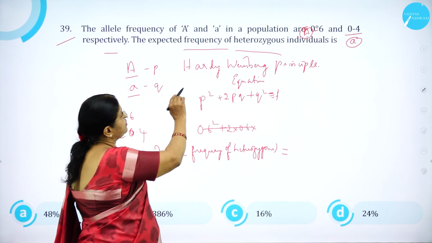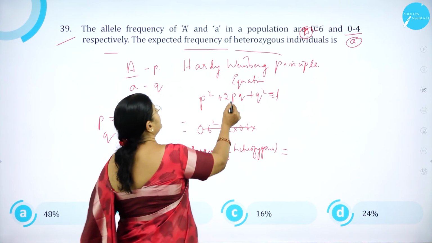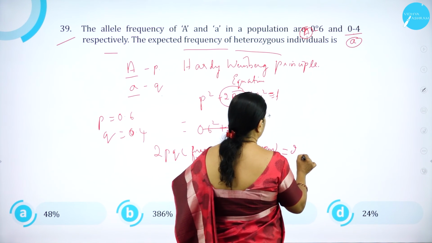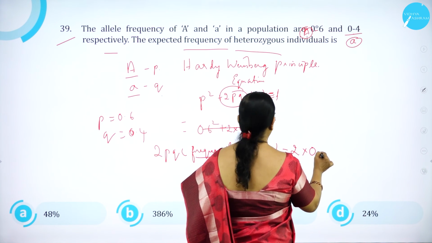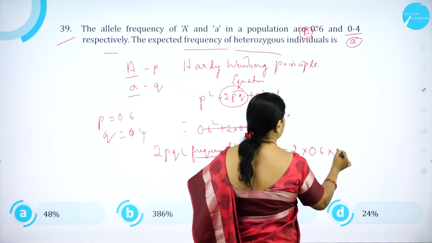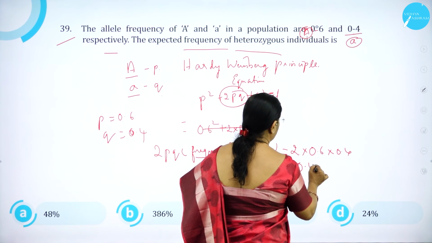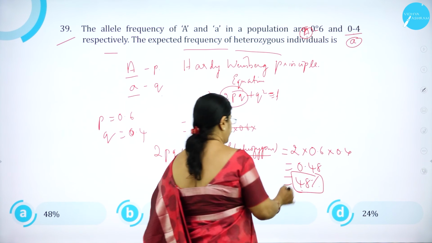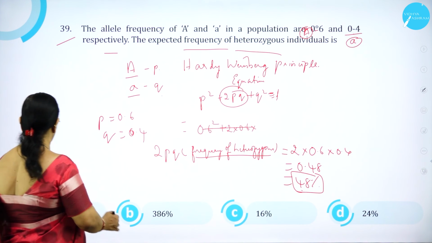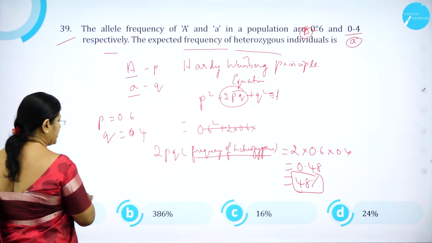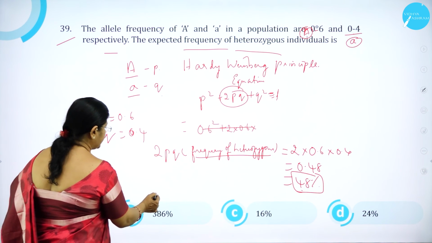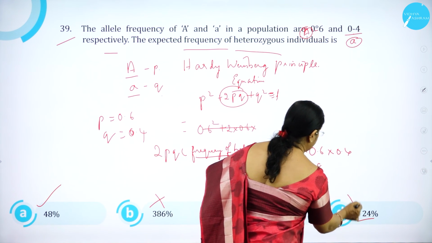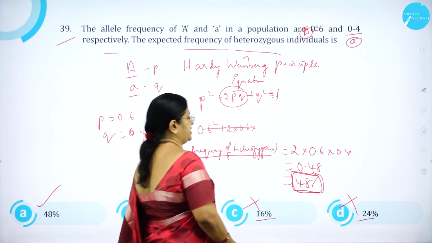The expected frequency of the heterozygous individual is 2pq. So 2 into 0.6 into 0.4 is equal to 0.48, or in percentage, 48%. So option A, 48%, correct. Option B, 36%, wrong. Option C, 16%, wrong. D, 24%, wrong. It is 48%.